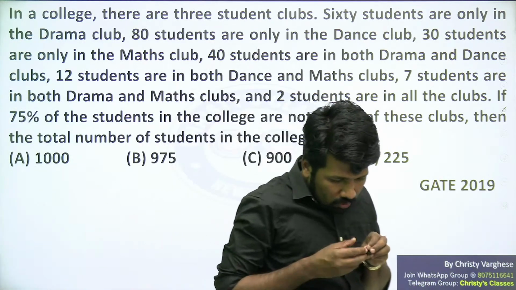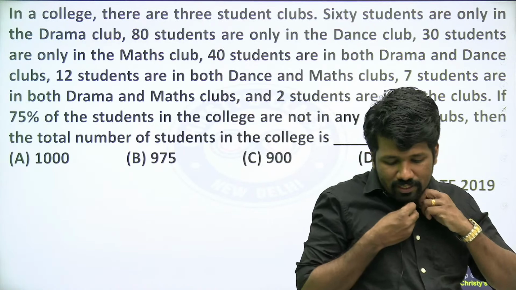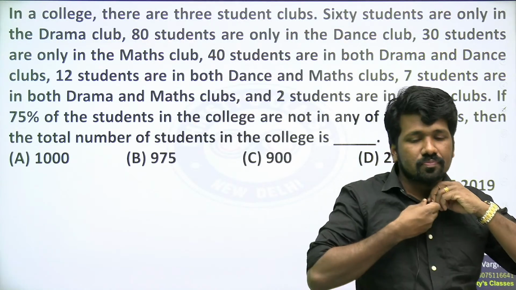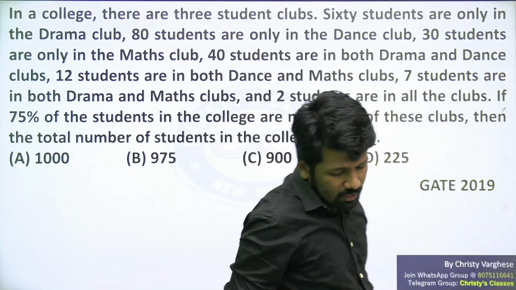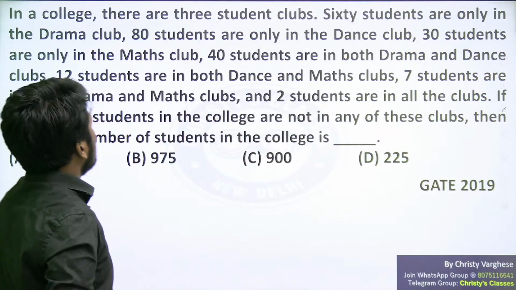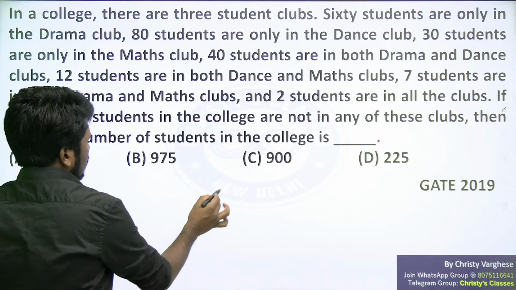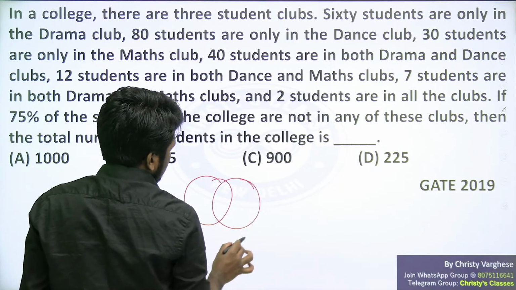Okay. I hope all of you at least read the question. So I will start explaining due to lack of time. So in a college, there are 3 student clubs. 60 students are only in the drama club. So 3 objects are there.